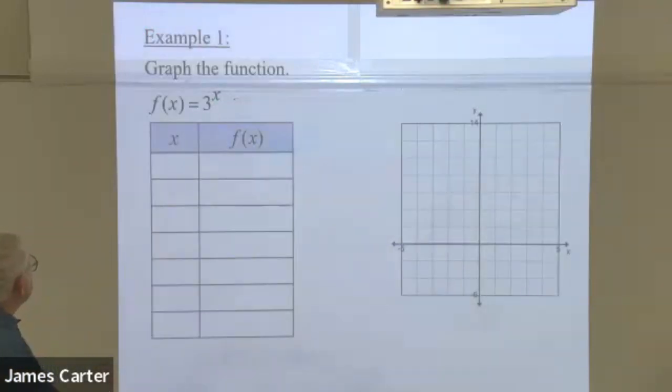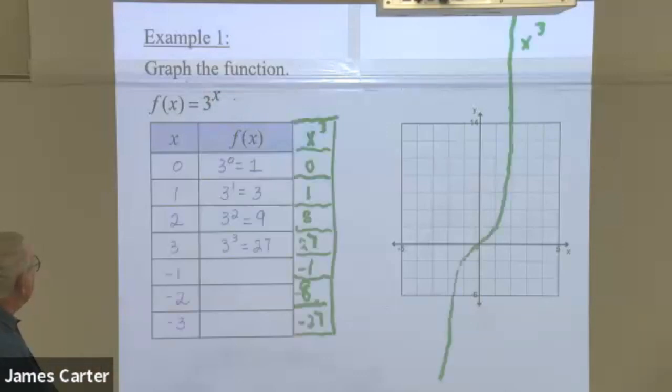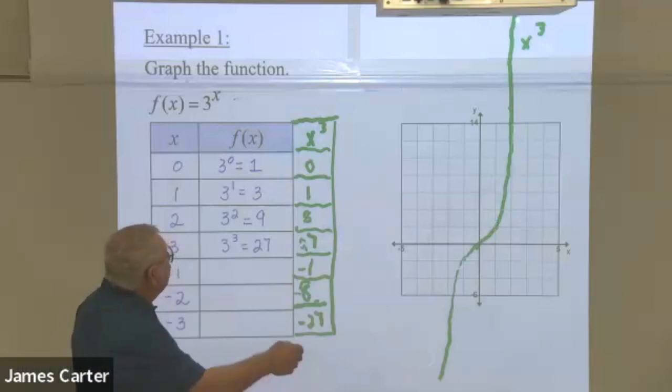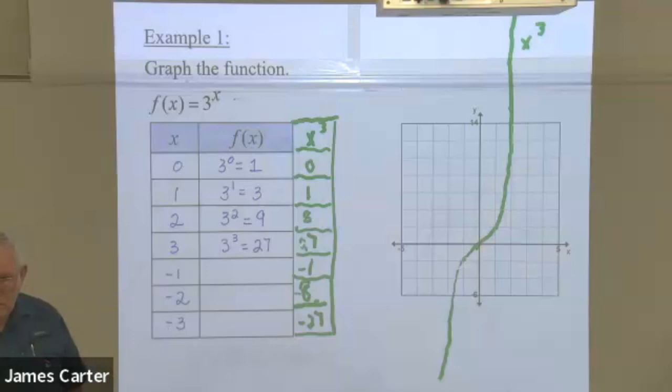Okay, 3 to the x. Well, if we work this out, by the way, I did y equals x cubed for comparison. Okay, here's the graph of y equals x cubed. We've done that one many times before. Now, here is 3 to the x. 3 to the x is what we call an exponential curve, and it's going to look a whole lot just like starting here and that way.